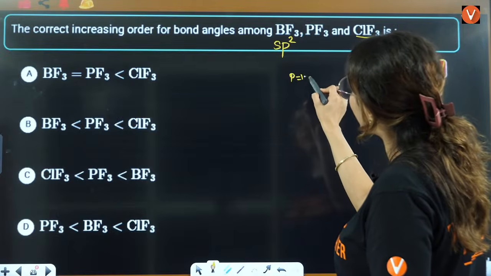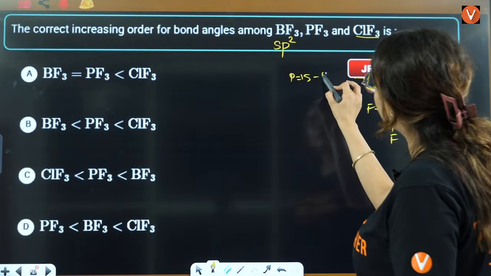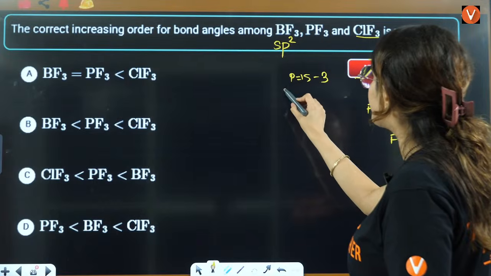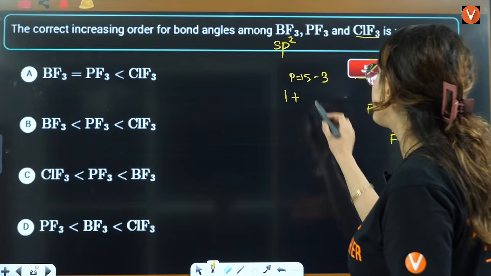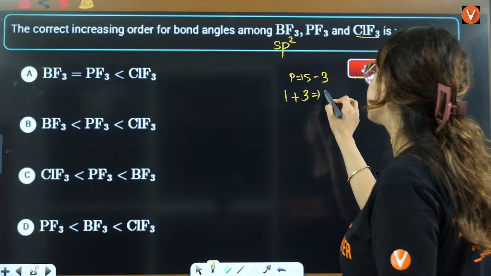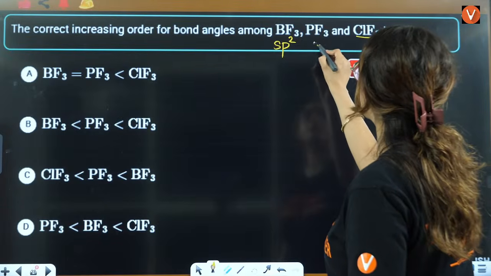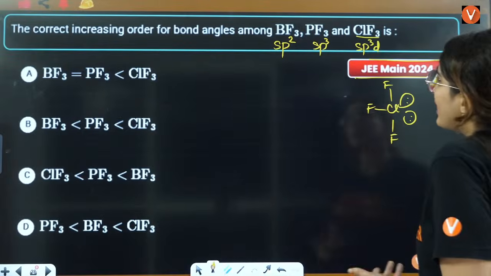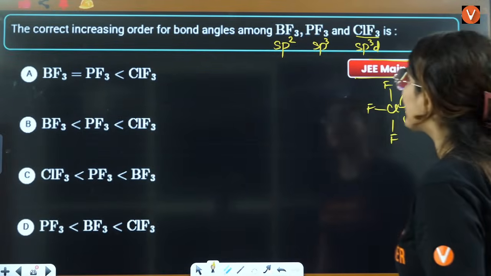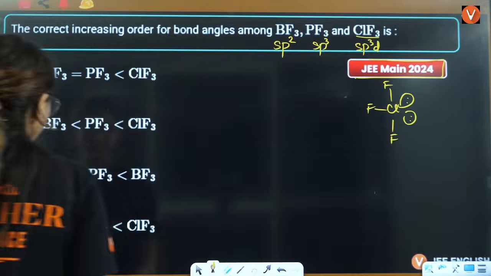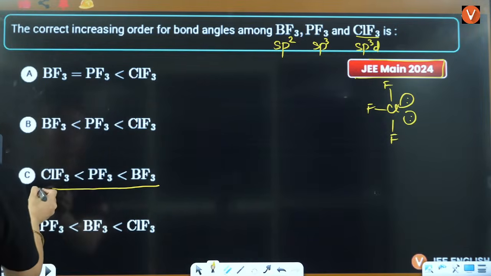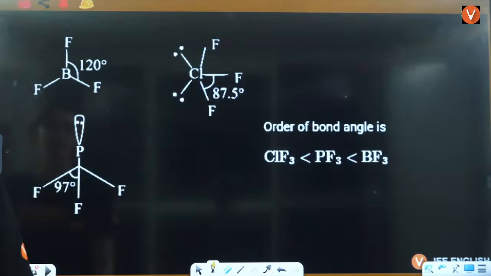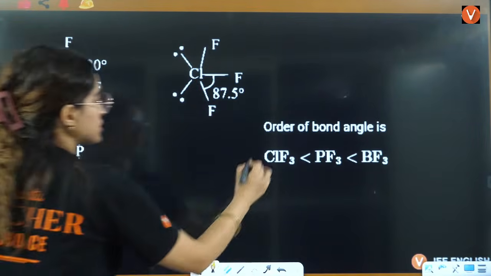Phosphorus has 5 outermost electrons and 3 are occupied. That means it will have 1 lone pair. 1 lone pair plus 3 bond pair, that means sp3. So this will be sp3. Okay, this will be sp3d. So we know that this has maximum, so BF3, then PF3. BF3 has maximum, then PF3, then ClF3. So answer will be this one.